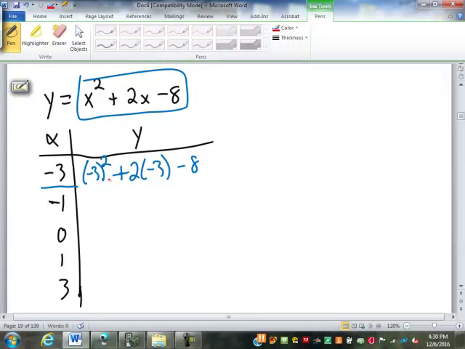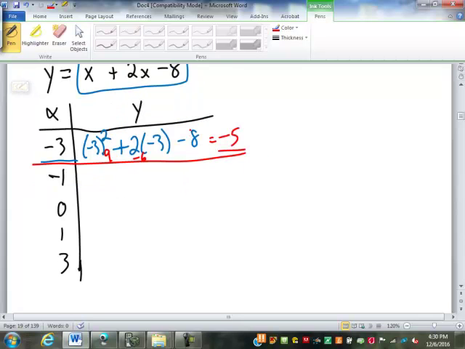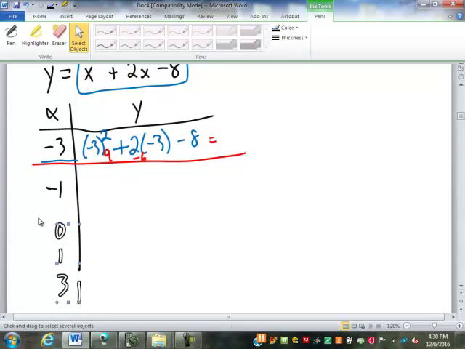Well, negative 3 squared is 9. 2 times negative 3 is negative 6. 9 and negative 6 is 3, minus 8 is a negative 5. So when x is negative 3, y is negative 5. So I'll have you guys fill in the numbers then for negative 1, 0, and 1 and 3.